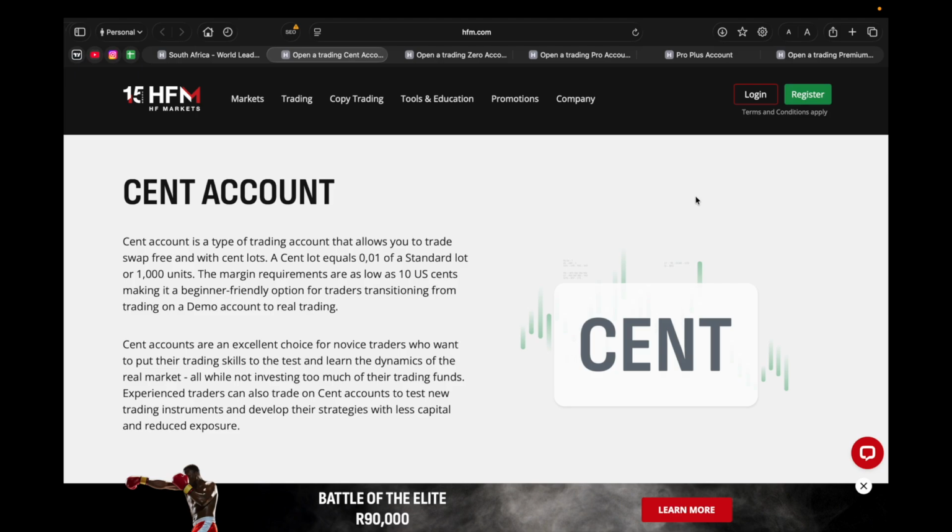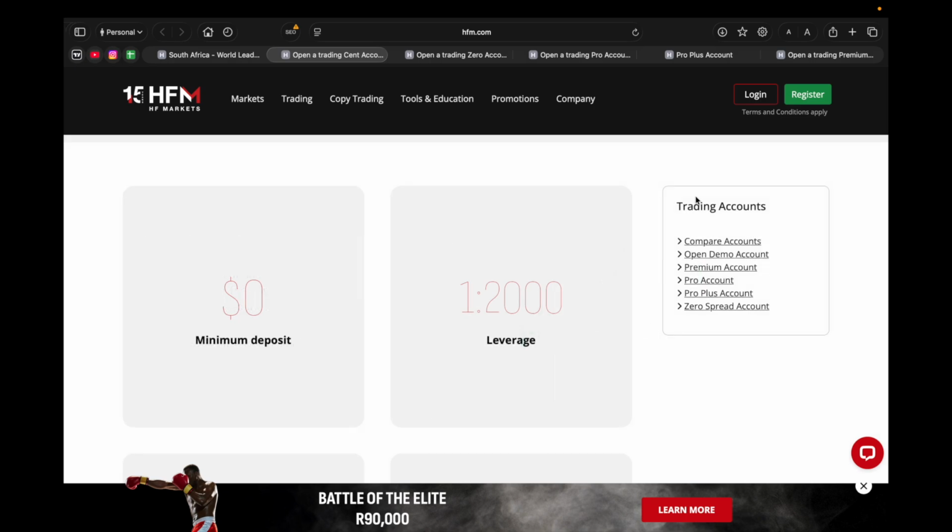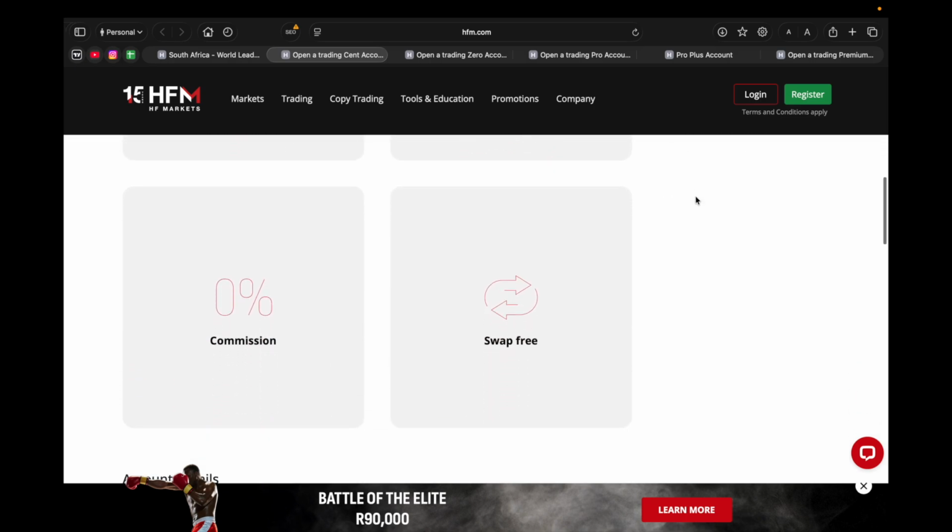Cent accounts are an excellent choice for novice traders who want to put their trading skills to the test and learn the dynamic of the real market, while not investing too much of their trading funds. Experienced traders can also trade on Cent accounts to test new trading instruments and develop their strategies with less capital. Minimum deposit zero, leverage 1 to 2,000, commission 0% and swap free.